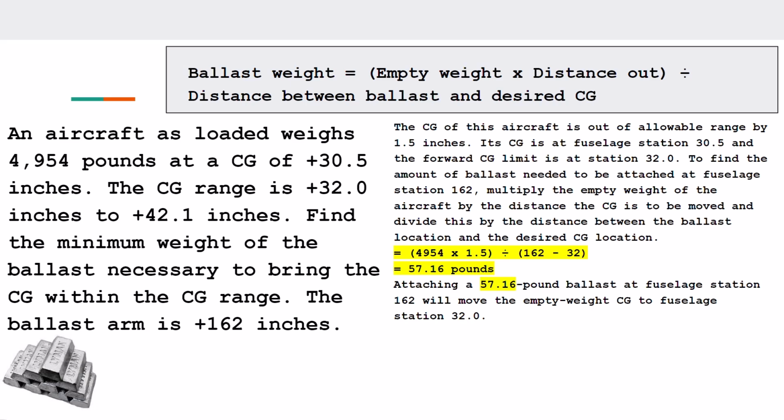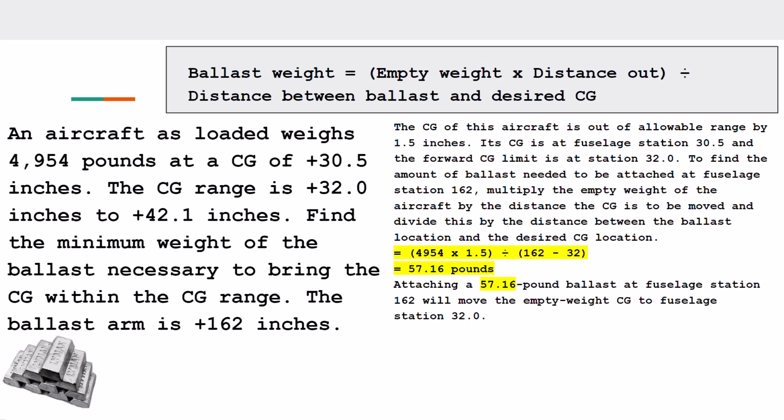Our ballast weight formula, this is for any ballast to bring it into any range you want. You can use this formula. So it says the ballast weight equals empty weight times the distance out of range, which is 1.5, and all of that divided by the distance between ballast and desired CG.